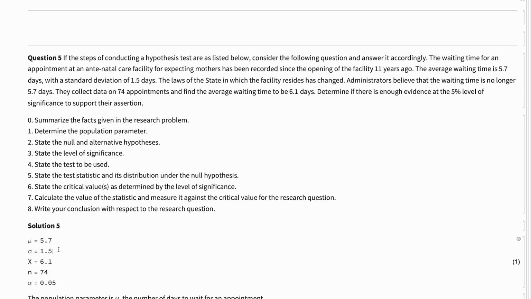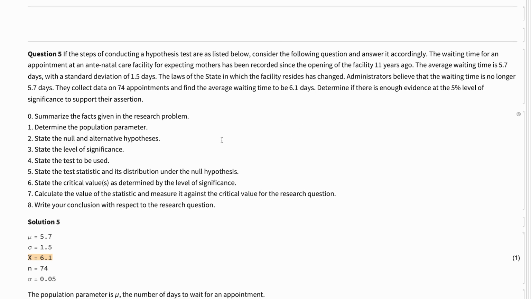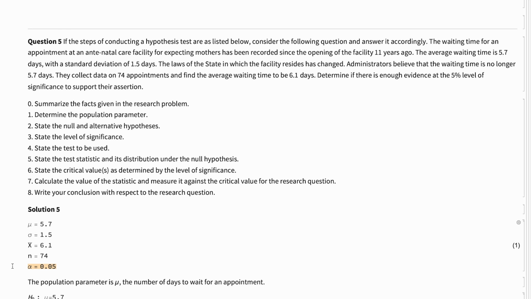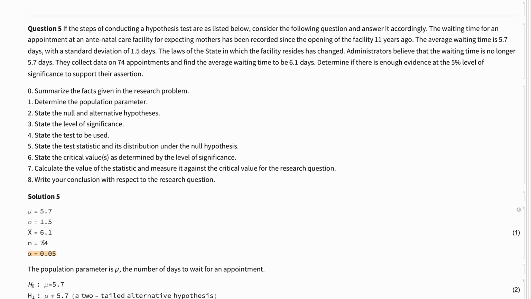So they collect data on 74 appointments. I'm going to write there n equals 74, and they see a sample waiting time of 6.1 days. So there's my X bar at 6.1 days. Now determine if there's enough evidence at the 5% level of significance. So I have an alpha value, 0.05. So I like to write these things down in step number 0. Let's go to step number 1.